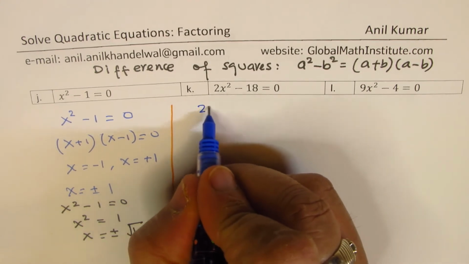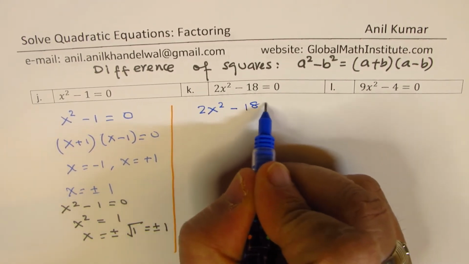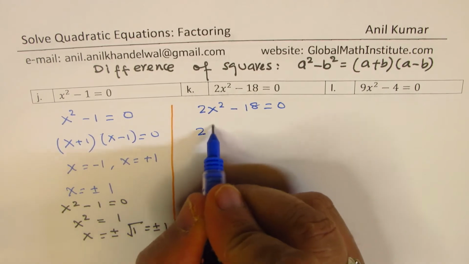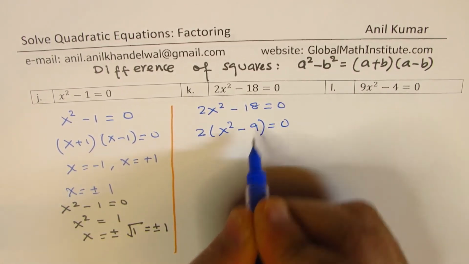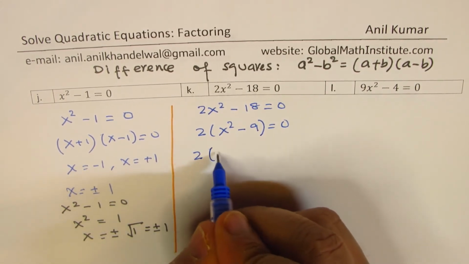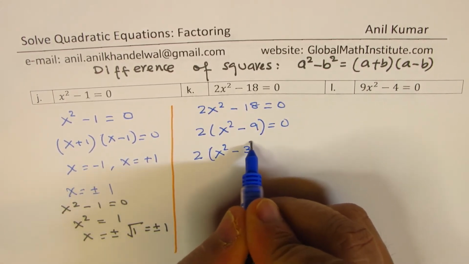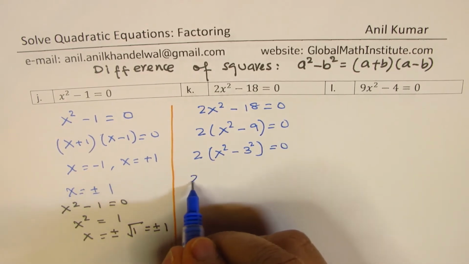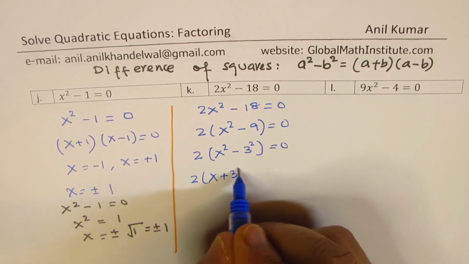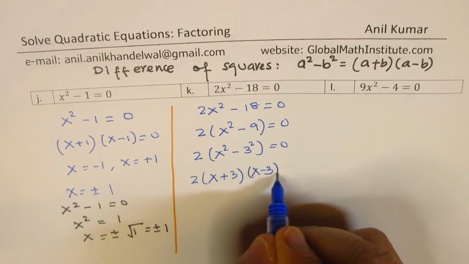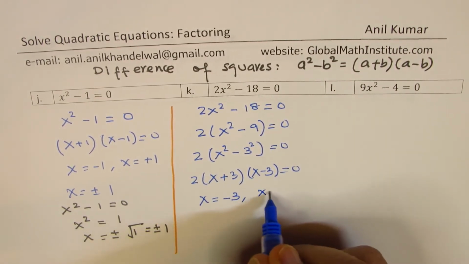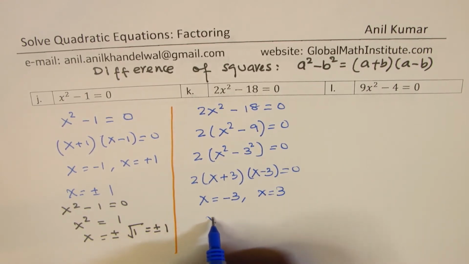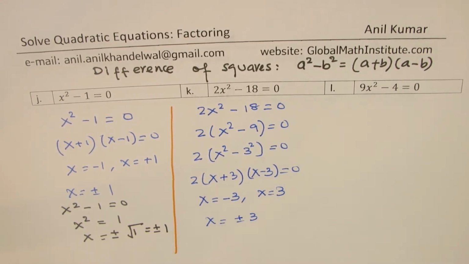Now we have 2x squared minus 18 equals to 0. You can factor 2 first. So we get x squared minus 9 equals to 0. 9 is 3 squared, right? So we could write this as x squared minus 3 squared, which is same as x plus 3 times x minus 3 equals to 0. And we get two solutions, x equals to minus 3 or x equals to plus 3, right? So x equals to plus minus 3 is our solution.